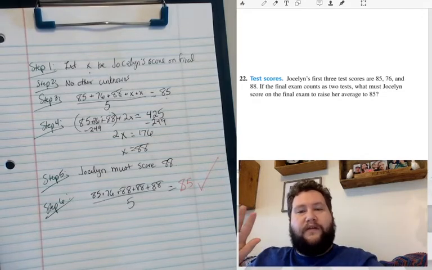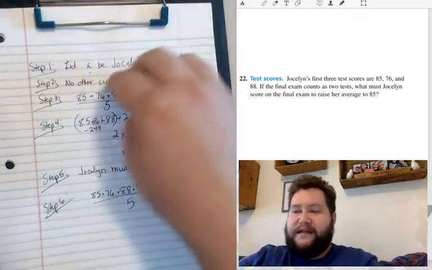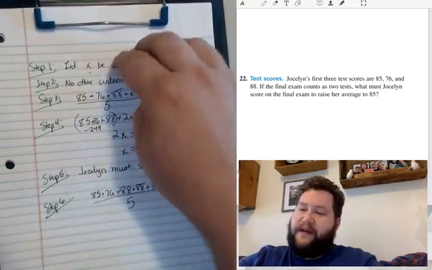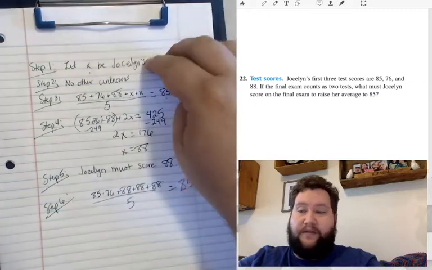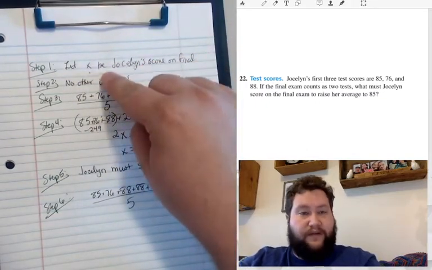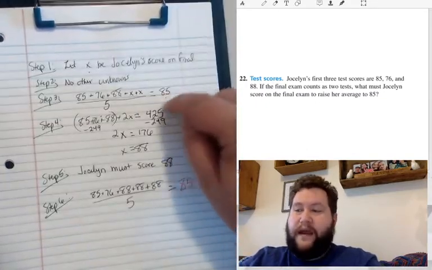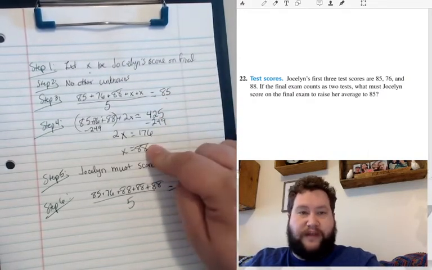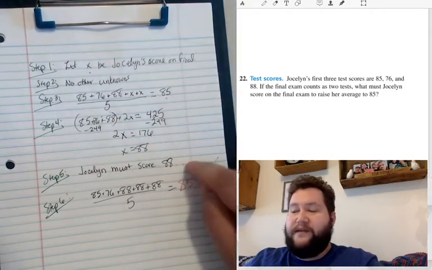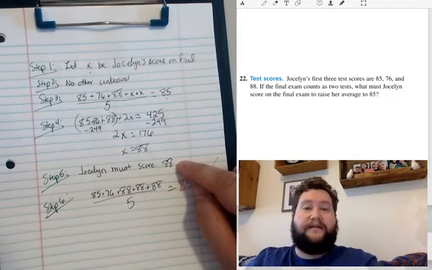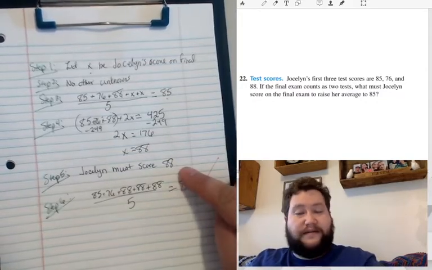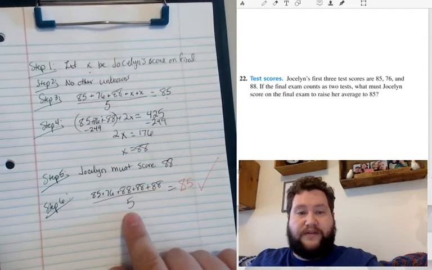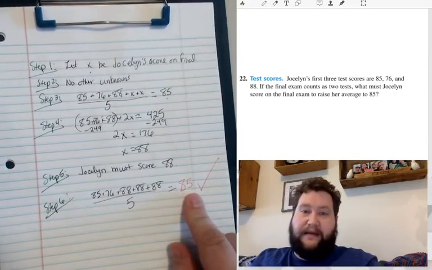So we've looked at those first couple examples, where we were living just in step 2 at other unknowns. And now we're bringing all of these pieces together. Declare a variable. If there are other unknowns, relate them. Here there weren't. Write an equation. That means there should be an equal sign. Solve that equation. Step 5 says we need to reinterpret that solution in the context of the original problem. Jocelyn has to score an 88 on the final. And then we should always check our work. We took the average of those 5, and we did get 85.